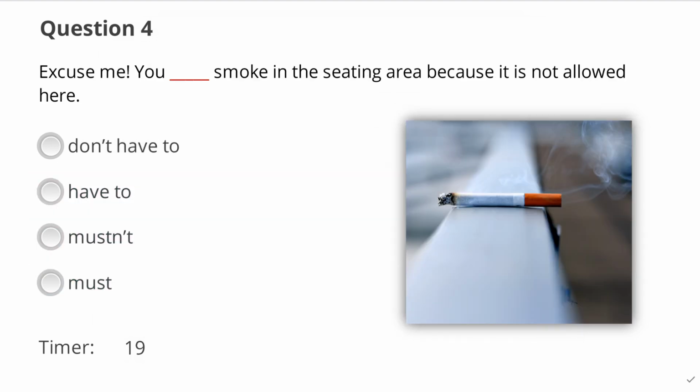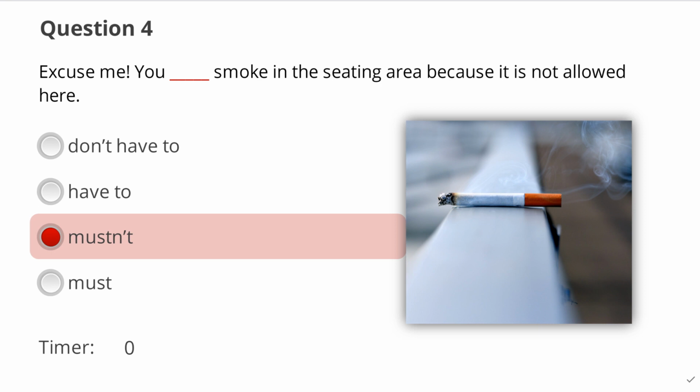Excuse me. You smoke in the seating area because it is not allowed here. So it is something of a rule. Think about what we use in rules. Normally what you see in notice boards or perhaps in school or in a building. So in this case the correct answer is mustn't, because this is something which is not allowed, is prohibited.